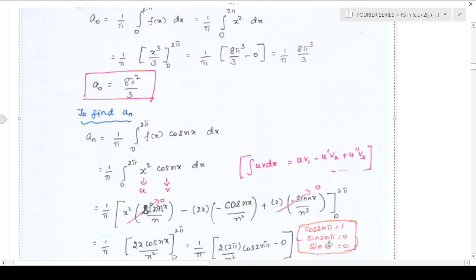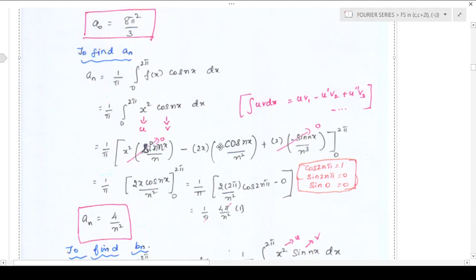Already I have told you sin n pi is 0. So sin 2n pi is also 0, sin 3n pi is also 0. So sin 0 is 0. But cos 2n pi is 1. By that, sin will become 0. Sin 2n pi is also 0. Sin 0 is also 0. So first term, third term will be 0.